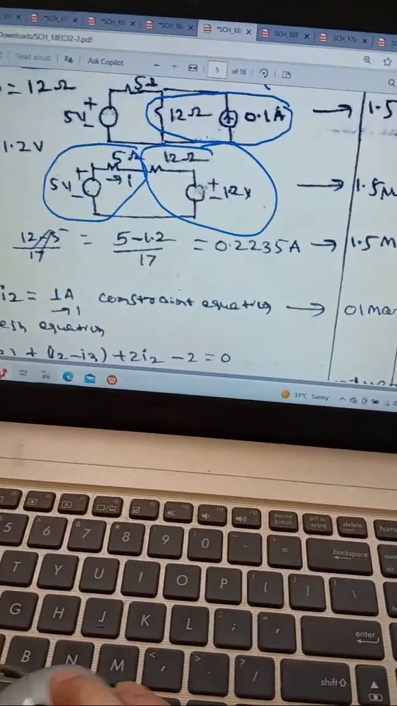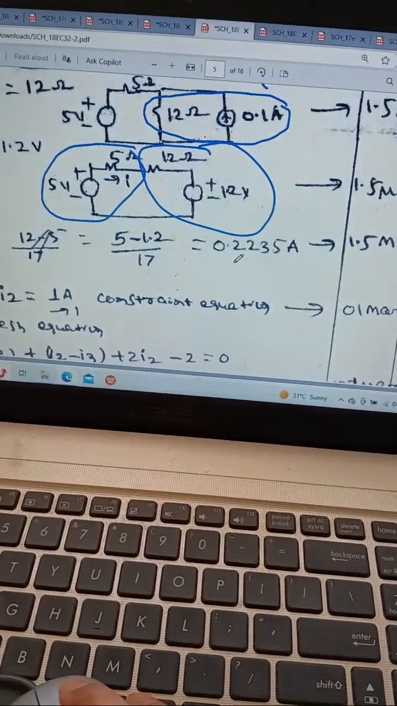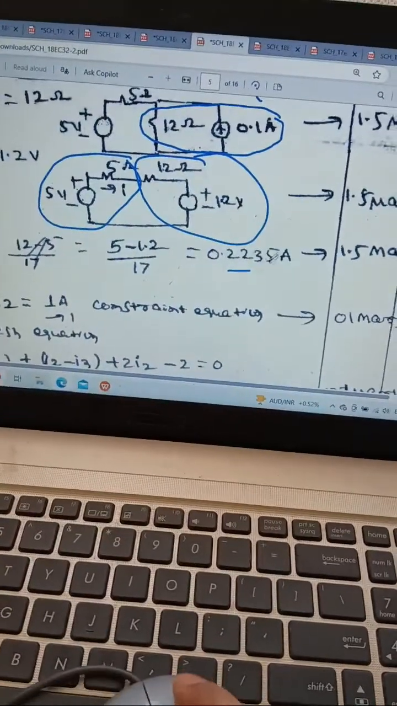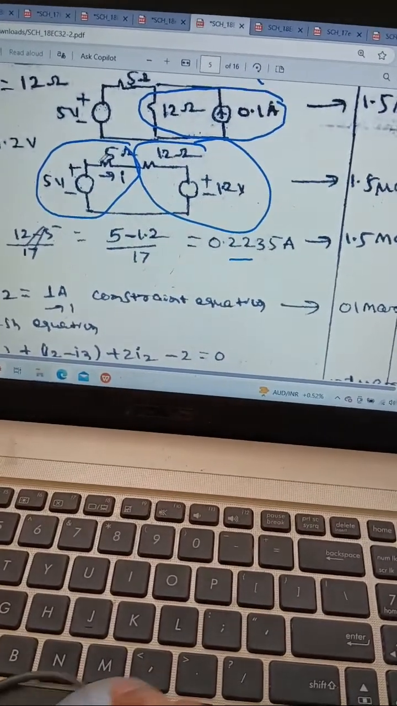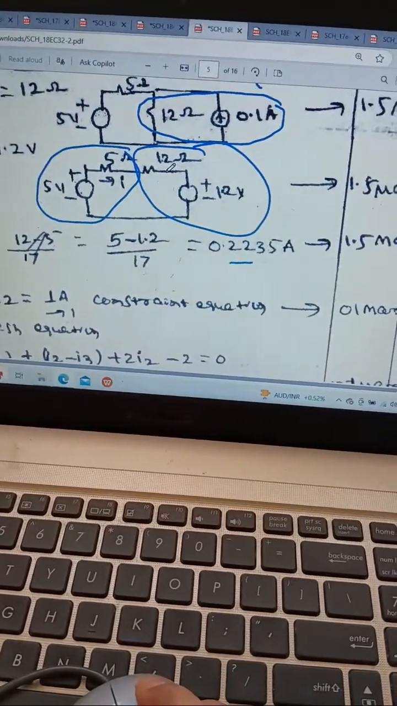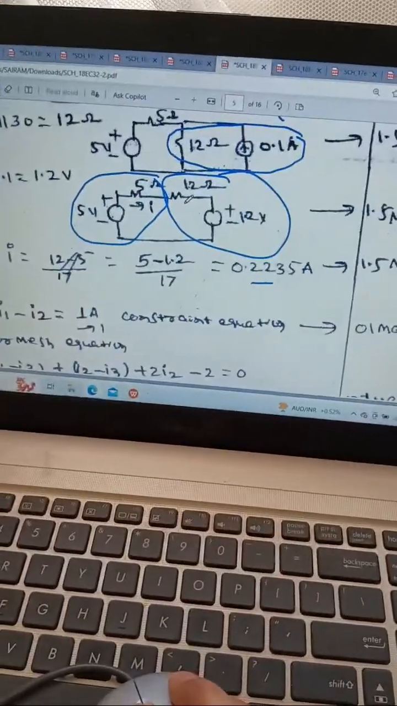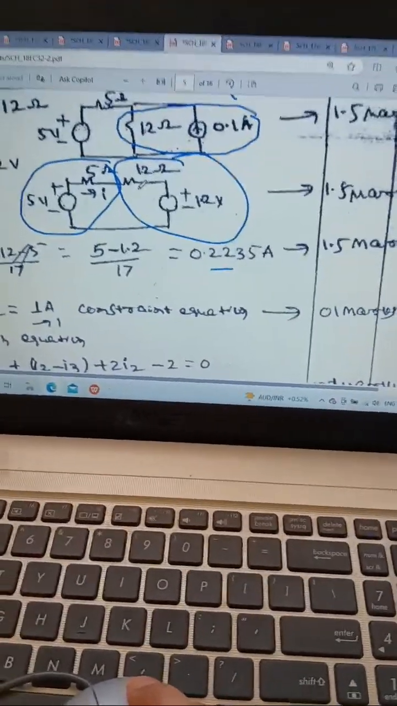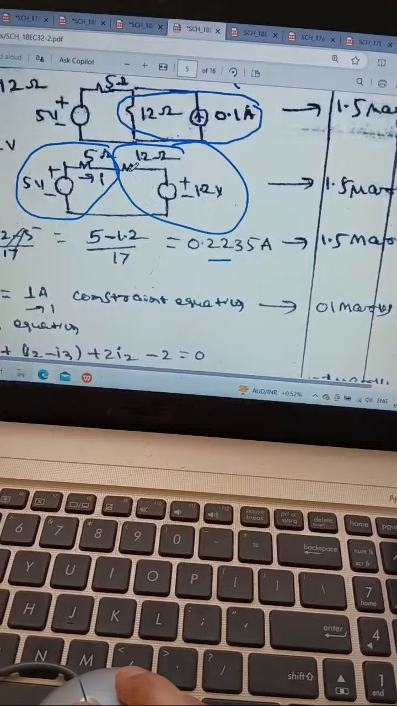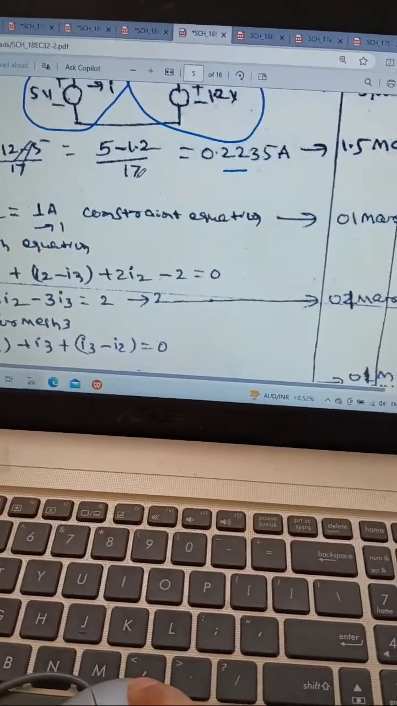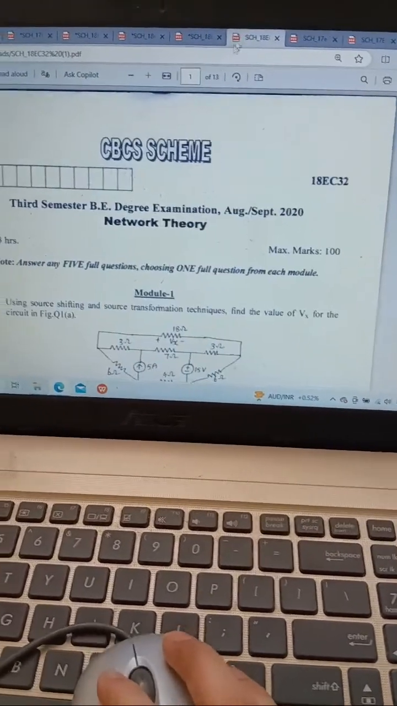Now if you solve this, you get the resultant. You can directly take it using the V is equal to IR concept. So V is equal to V1 plus V2, and R is equal to R1 plus R2. You can take that, right? Okay, now let me come to the next one.